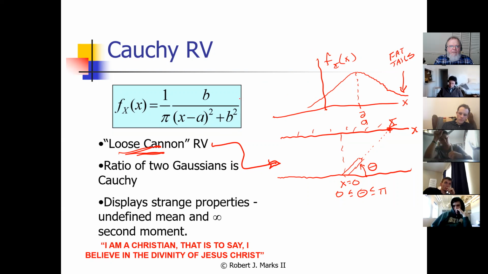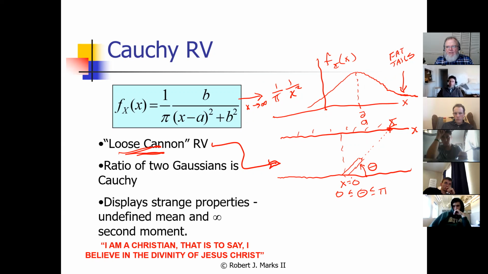And that is, if you go to infinity, what does this go to? This goes to 1 over pi, 1 over x squared. Right? So as x goes to infinity here, this distribution goes to 1 over pi, 1 over x squared. It totally swamps the value of b, totally swamps the value of a, and it's just 1 over x squared. So it goes down as a 1 over x squared, which is a very, very slow descent.